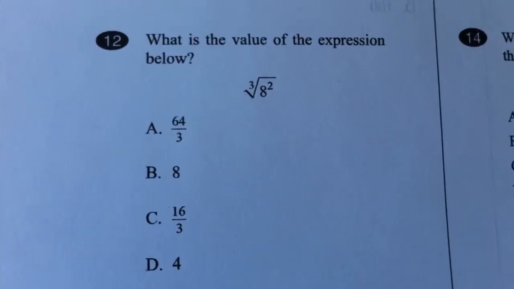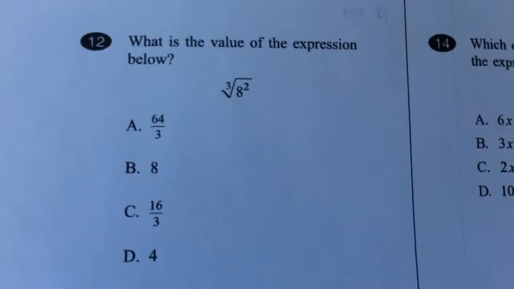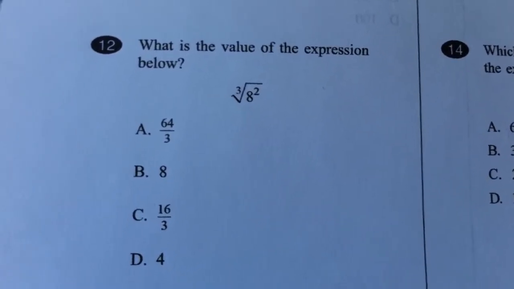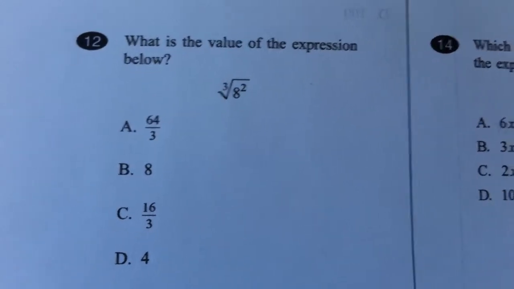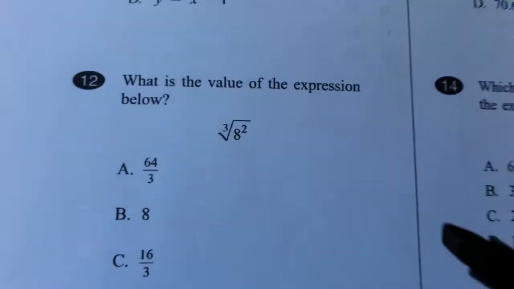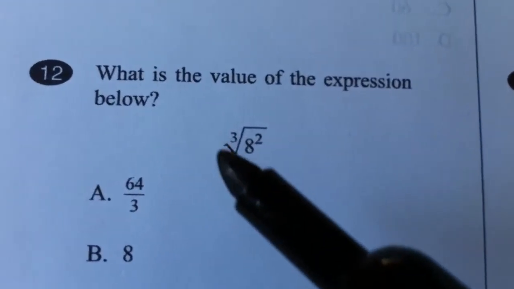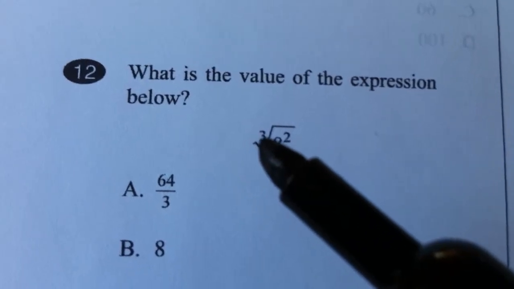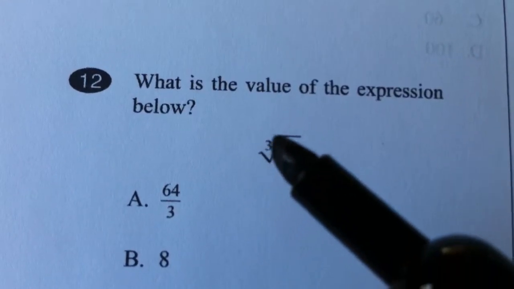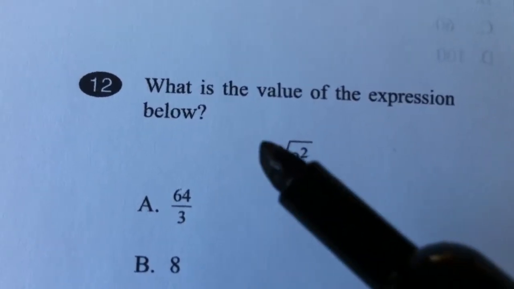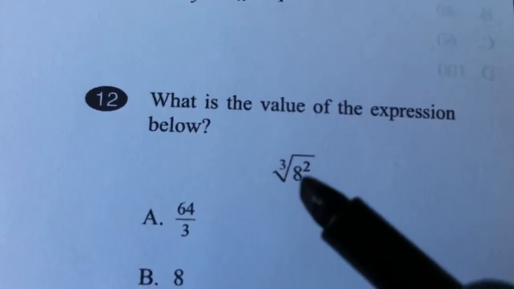MCAS Spring 2012, Grade 10, Problem 12. What is the value of the expression below? We have a radical sign. The number 3 on this side of the radical is called the third root. So, the third root of 8 squared.